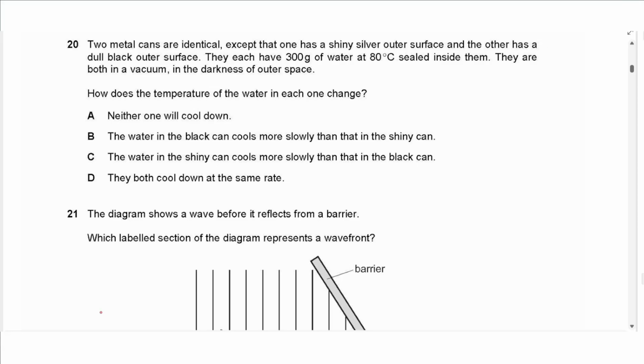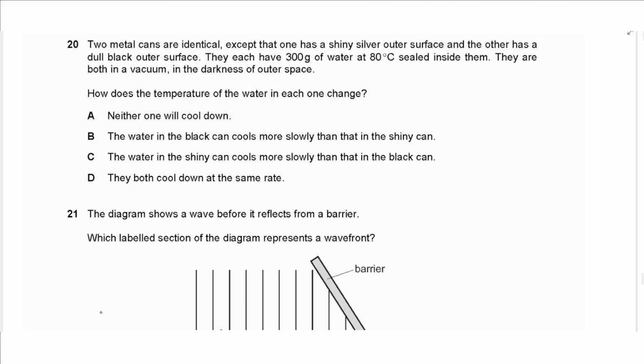Question 20 says two metal cans are identical except that one has a shiny silver outer surface and the other has a dull black outer surface. They each have 300 grams of water at 80 degrees Celsius sealed inside them. They are both in a vacuum in the darkness of outer space. How does the temperature of the water in each one change?